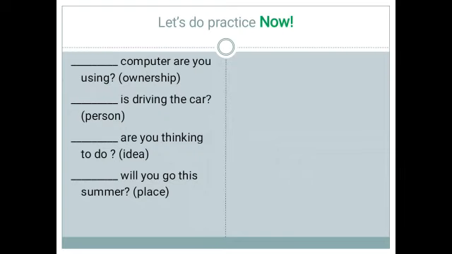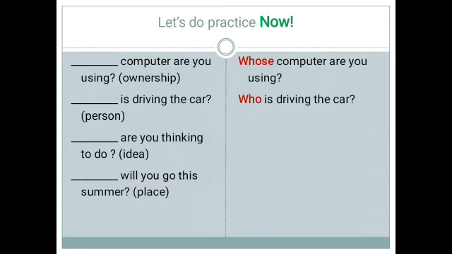The answers would be, the first one is, whose computer are you using? Because it is about ownership, and we got to know we use whose for ownership. The second one is, who is driving the car? We got to know that for a person, when the person is the subject, we use who. So we have put who here. Who is driving the car?